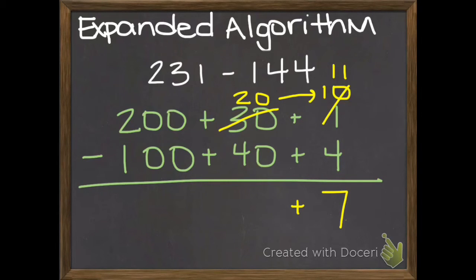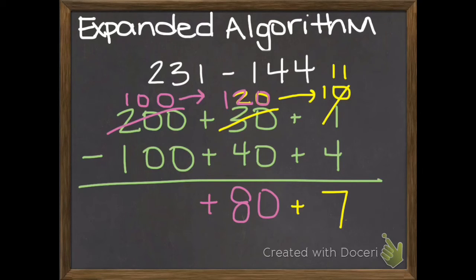Now I'm ready to move over to the tens. I have 20 minus 40. I can't do that. So I need to go over to the hundreds place, take away 100, and move that over. And I'm going to make a total of 12 tens, which is the value 120. So basically, I just took a 100 block, traded it in for 10 tens, and I ended up with 120. Okay, so 120 minus 40 is 80.